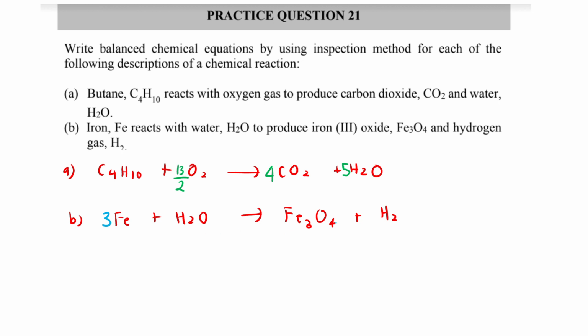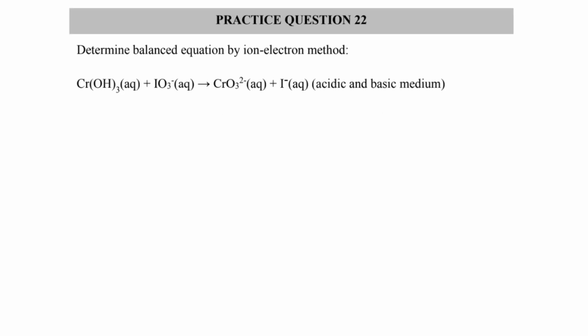Then, which one appears once? Okay, so we balance for oxygen first. Later when we balance this oxygen, we will increase the number of hydrogen. So 4 oxygen here, so we put here 4 to get 4 oxygen. Then we have 8 hydrogen, so here 4 H2 to get 8 hydrogen. Okay, so this is the balanced equation for question 21.